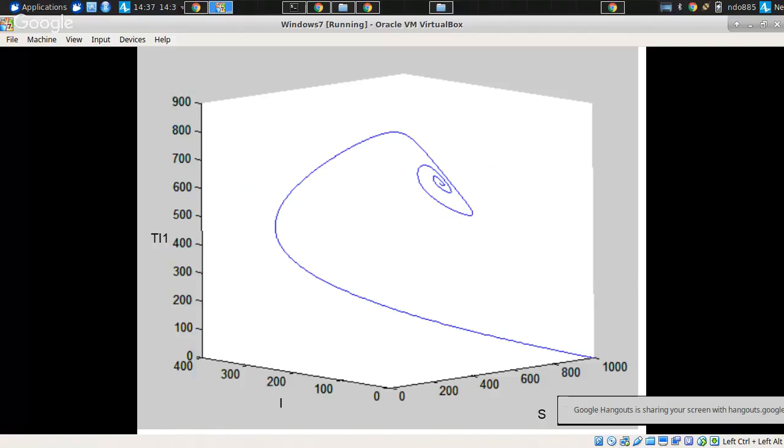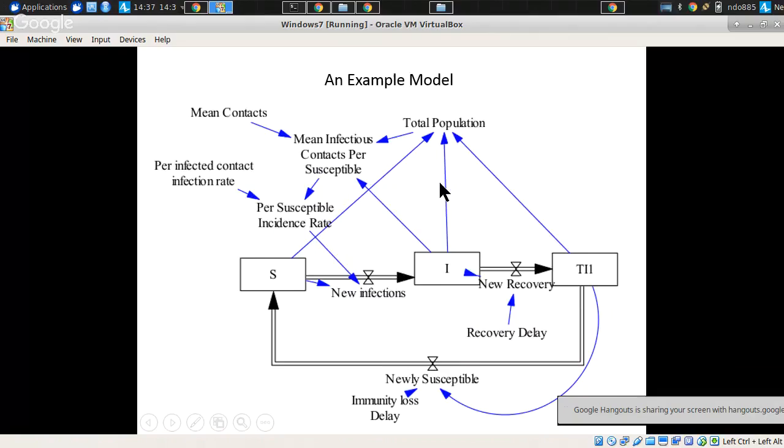A what? Equilibrium. An equilibrium. A point of stasis, a point where the system's in balance. You notice as it approaches it, it's changing less and less dramatically, and it's going to come into a point where if it reaches it, it doesn't change at all.